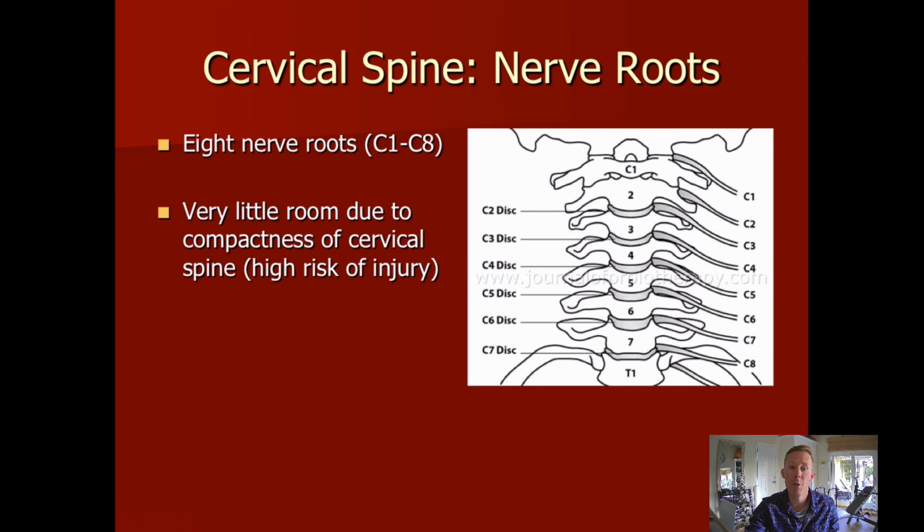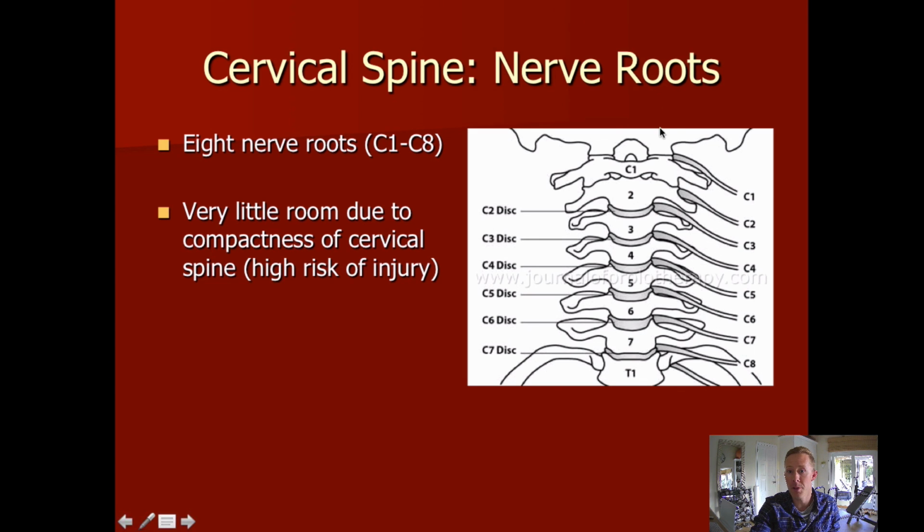In terms of nerve roots, the neck is kind of interesting because there's actually 8 nerve roots but 7 vertebrae. So that's an important distinction. A nerve root comes out underneath, and that's how it's named. So the first, the C1 nerve root, comes out underneath your skull. So you can see it right here.